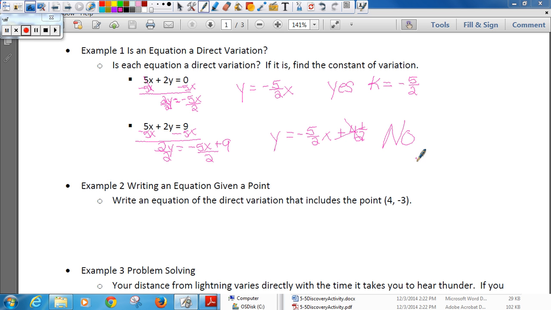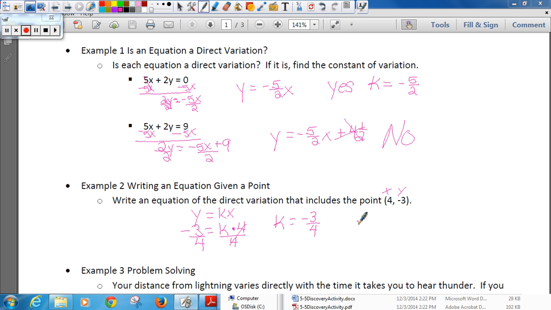Example 2 then says, writing an equation given a point. Write an equation of the direct variation that includes the point (4, negative 3). Well, we know our point is (x, y). We know the direct variation is in y equals kx form. So I plug in y as negative 3, k times x, which is 4, and I have to solve for k. So the opposite of times 4 is to divide by 4. So I know that my k is equal to negative 3/4.